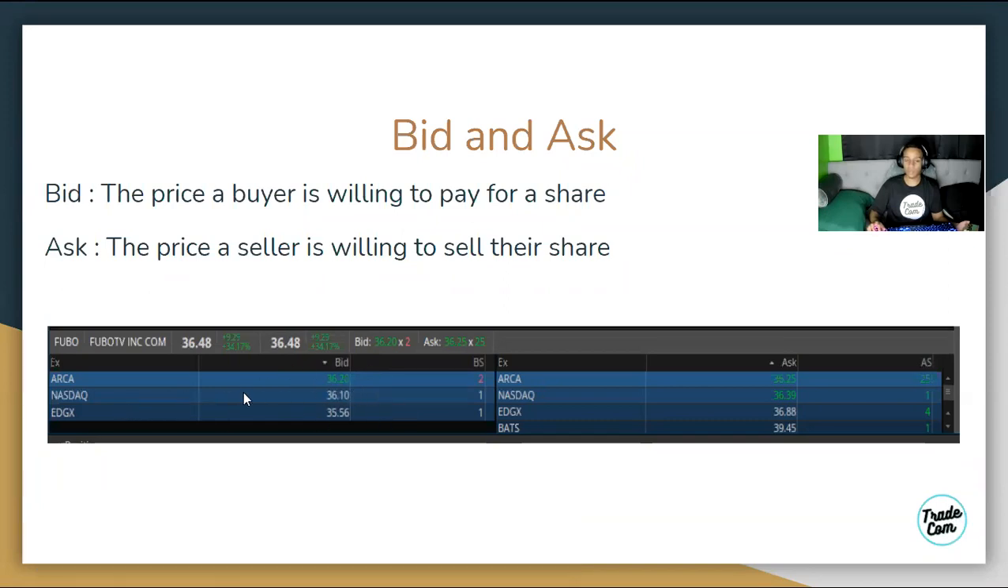Now, there might be some people that want to pay 130 and then 120. They'll be a lot lower than me. The highest bid, the person that wants to pay the most, will always be at the top.